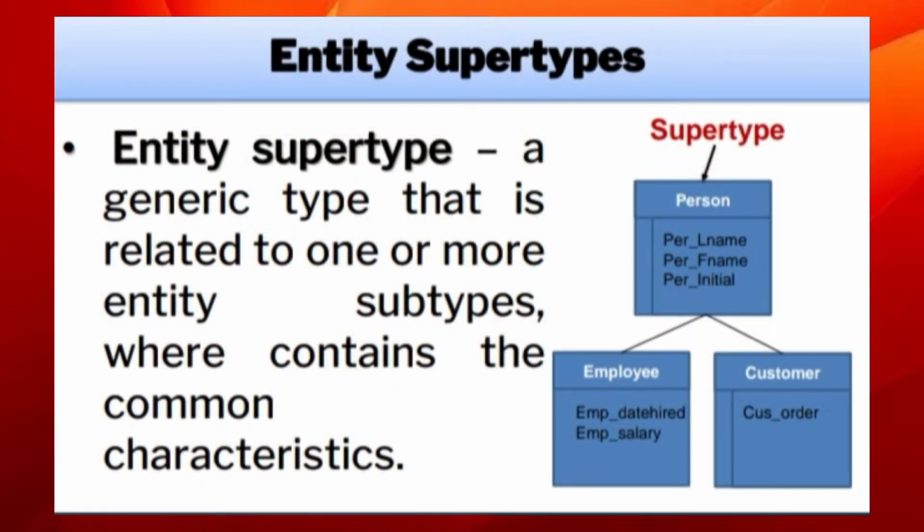An entity supertype is a generic type that is related to one or more entity subtypes, which contains the common characteristics. This entity supertype, guys, is a kind of entity that can be broken down into two subtypes. For example, the entity is person. The person can be broken down into employee and customer. So you broke it down into two subtypes, which is employee or customer.